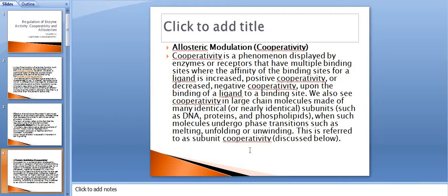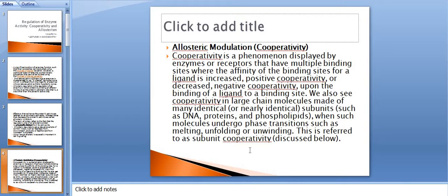We also see cooperativity in large chain molecules made of many identical or nearly identical subunits, such as DNA, proteins and phospholipids. When such molecules undergo phase transition such as melting, unfolding or unbinding, this is referred to as subunit cooperativity.